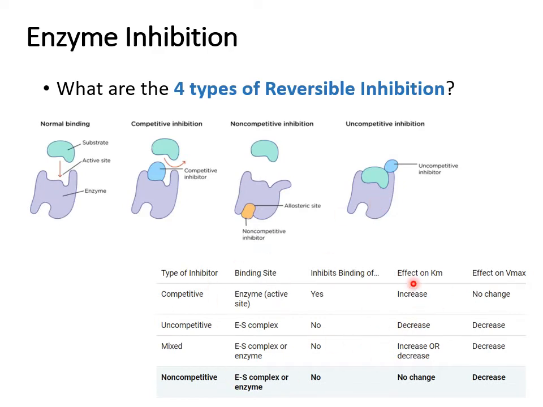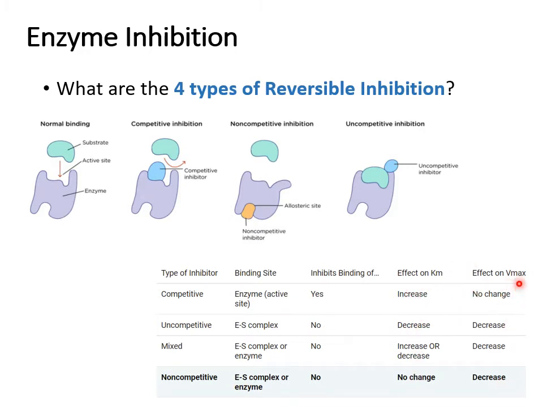Now on here, I put a table that represents each form of inhibition and how it affects the Km and the Vmax. Any of you taking the MCAT, this is usually a chart that they have you study as you prepare for the MCAT. So for instance, knowing that competitive enzyme inhibition will increase the Km but have no change on the Vmax. That's important, knowing these two columns here.